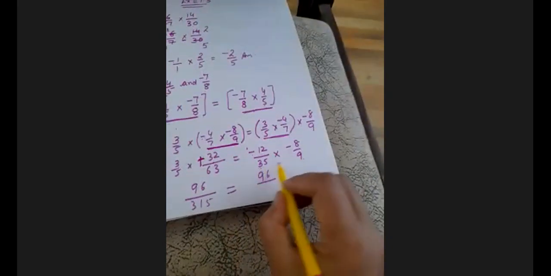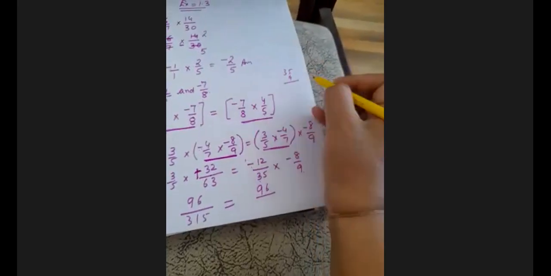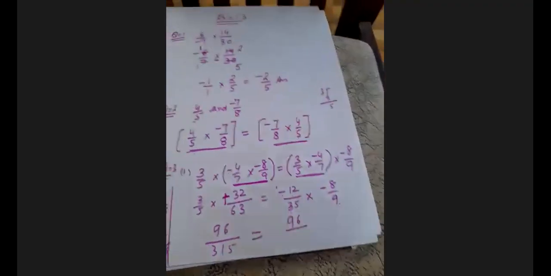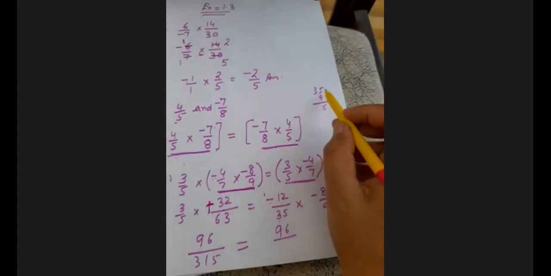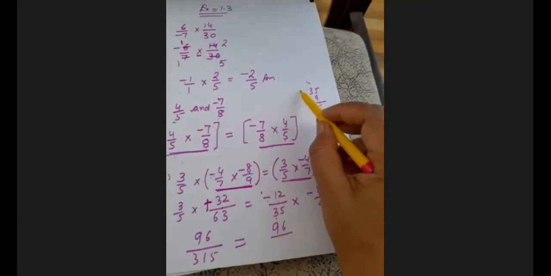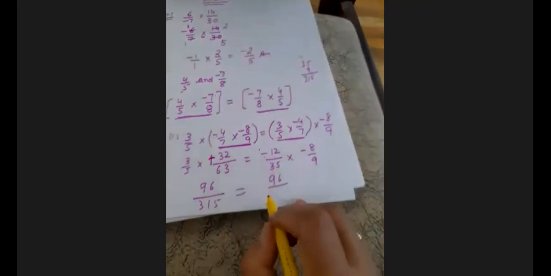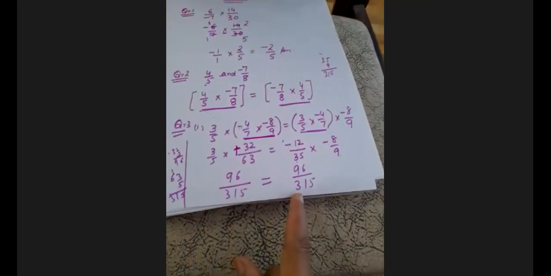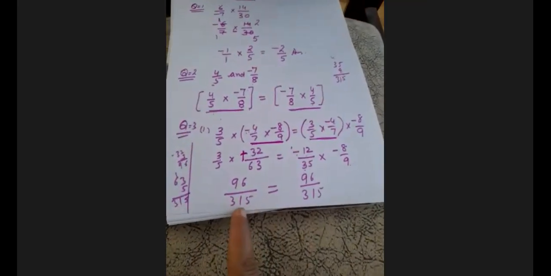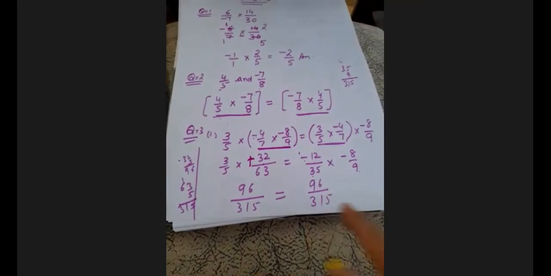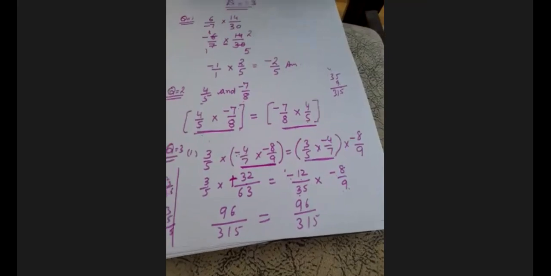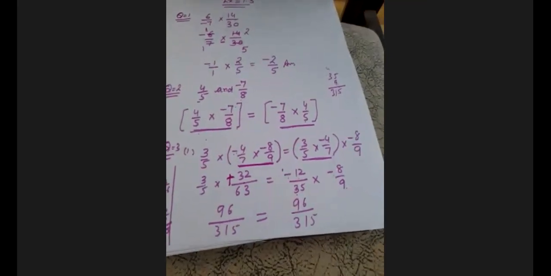And 35 into 9, yes friends, 35 into 9 is 315. Now you can see left hand side is equal to right hand side. Left hand side is equal to right hand side, then the property is verified. So this is an associative property of multiplication.